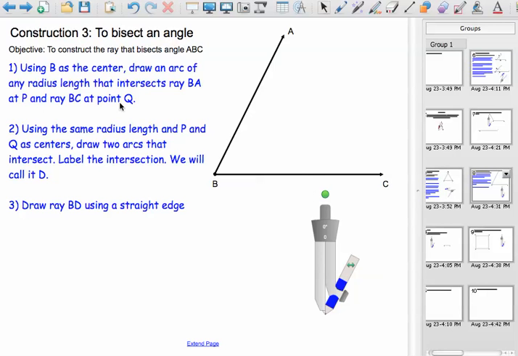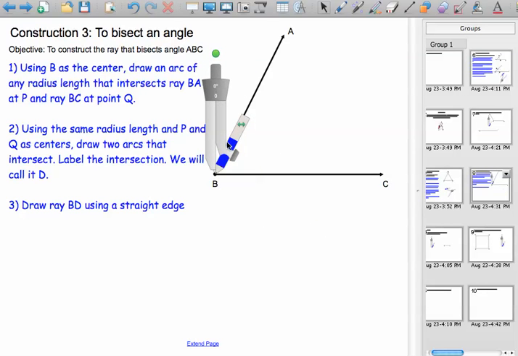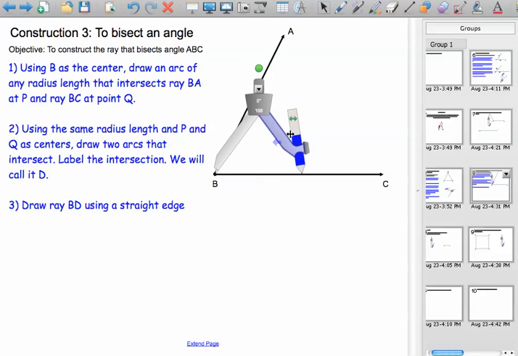Now they don't have to be called P and Q, but we're going to call these points of intersection P and Q for this reference. You can certainly use P and Q if you want, but it's not required to use those specific letters. So we put the compass at P. We're going to spread the compass a little bit, not too much. It doesn't matter what length, remember.